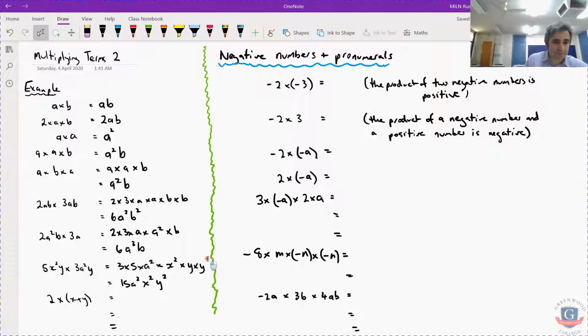Now this one's a bit tricky. 2 lots of x plus y. Well, here's 1 lot of x plus y, plus another lot of x plus y. So that gives us 2 lots of x plus 2 lots of y. We don't really need that last equal sign.